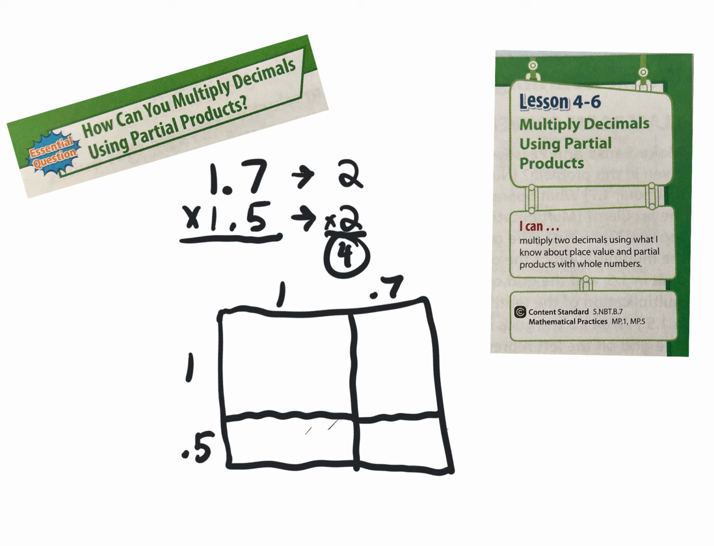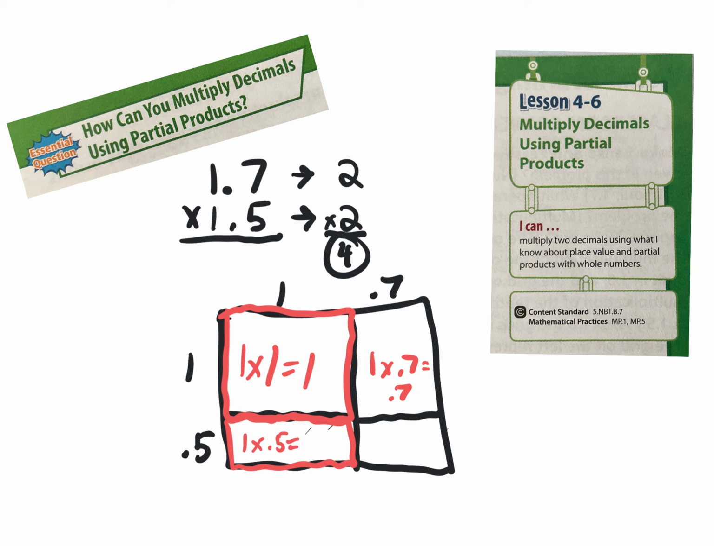So now this box here is 1 times 1, which equals 1. This box over here is going to be 1 times 0.7. Well, anything times 1 equals itself, so 0.7, 7/10. This box here is going to be 0.5 times 1, or 1 times 0.5, again, equals itself, 5/10.